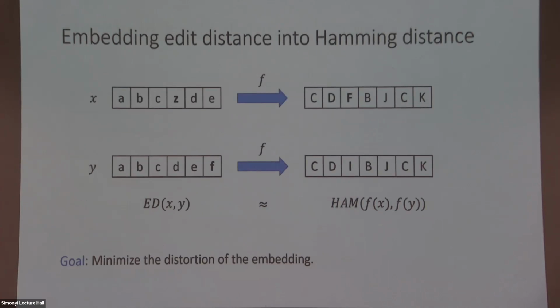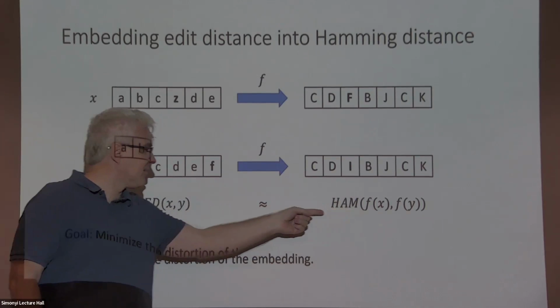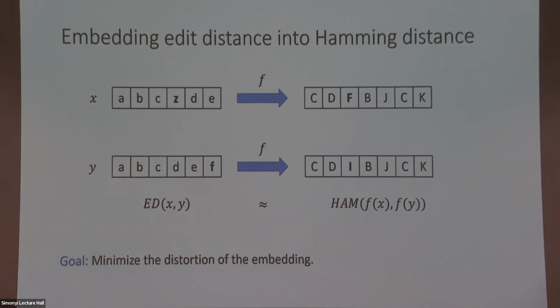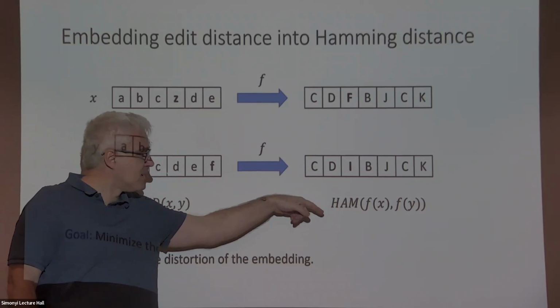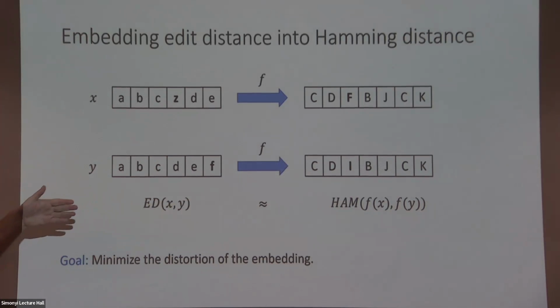Otherwise, over here, you just want approximation. I just want the Hamming distance to roughly correspond to the edit distance up to some scaling, which is called distortion. It may be in some multiplicative range around the Hamming distance, and that's basically the distortion.